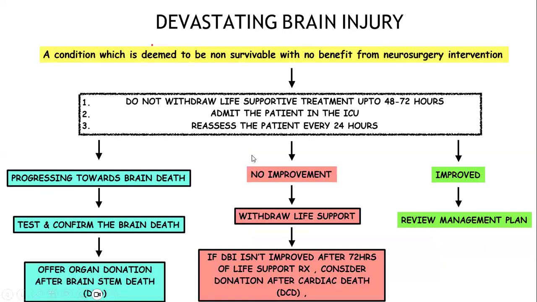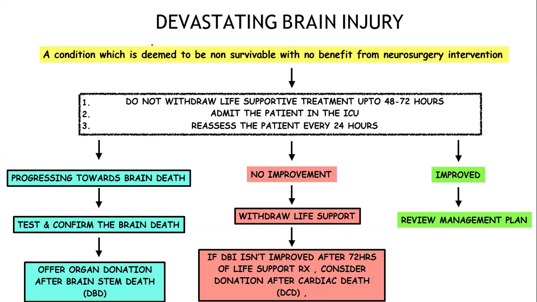Devastating brain injury is a condition which is deemed to be non-survivable with no benefit from neurosurgical intervention. Okay, what will you have to do? You do not withdraw the life support immediately. You have to give the proper treatment protocol in ICU care for 48 to 72 hours, admit the patient in ICU and reassess the patient every 24 hours. If there is improvement, then you will review the management plan and act accordingly. If no improvement, then you have to withdraw the life support.